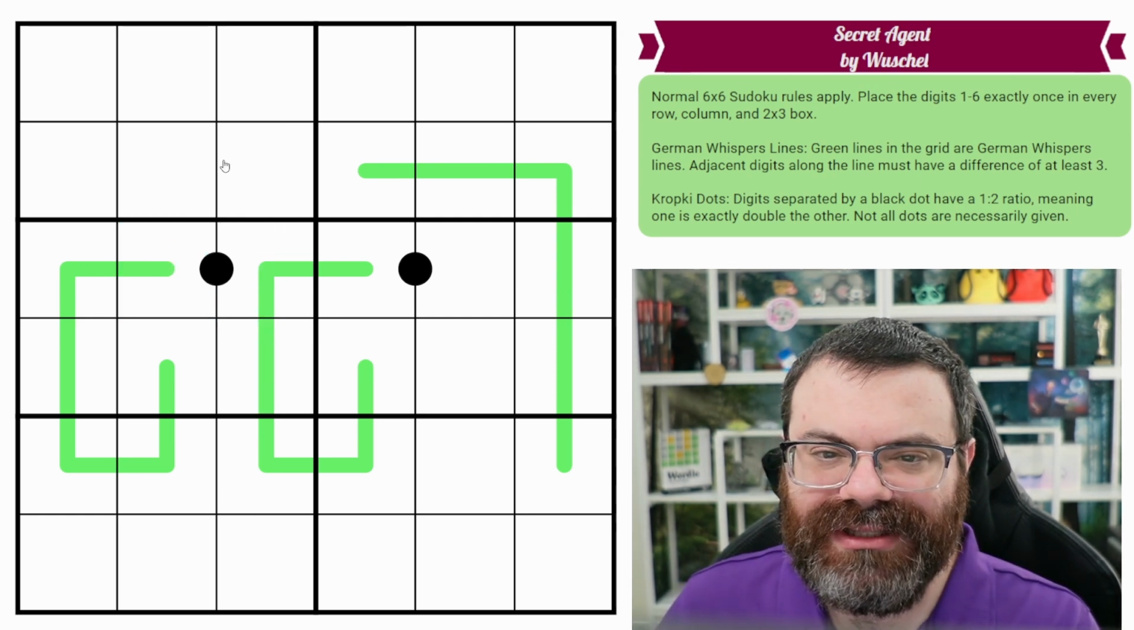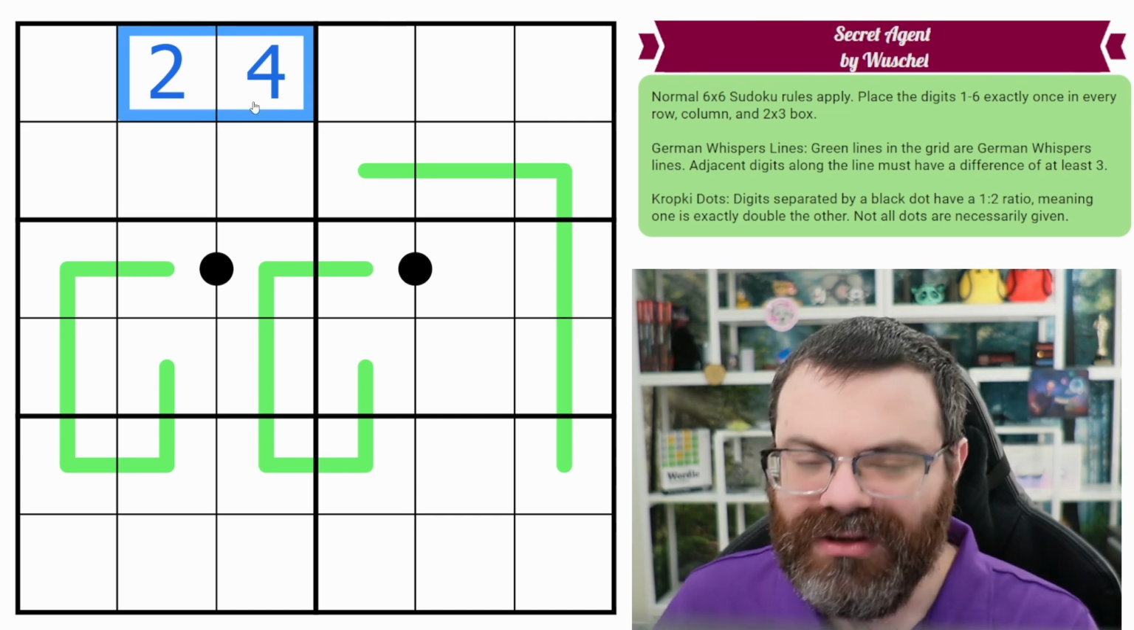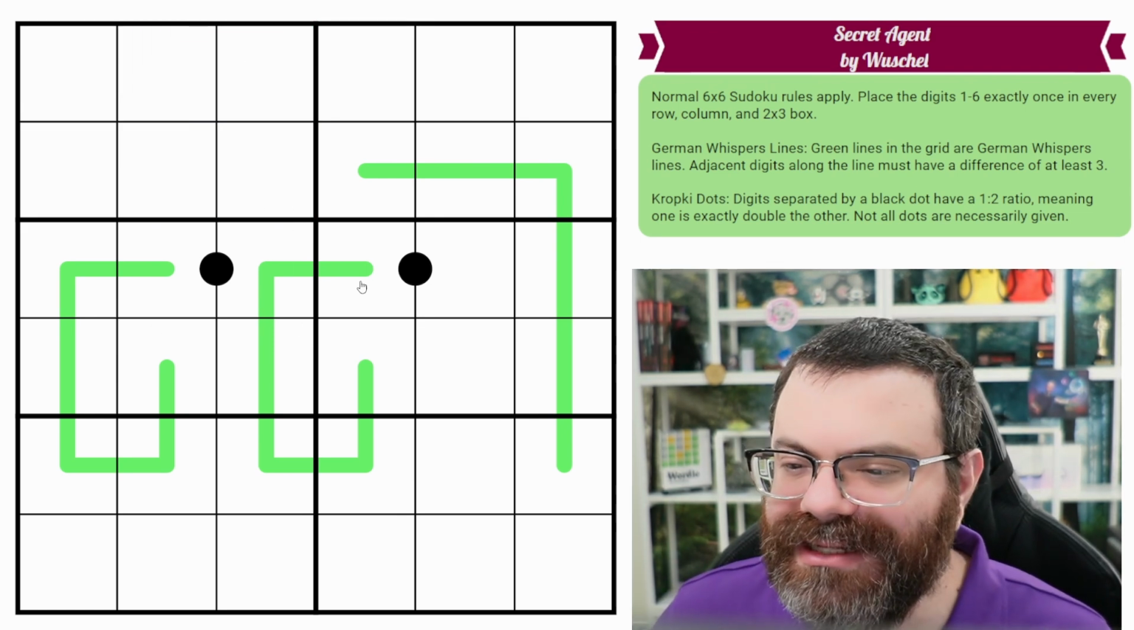Not all black dots are necessarily given. That just means if I have, say, a 2, 4 here, there could have been a black dot. There's not, and that's perfectly fine. We're allowed to put 2, 4 next to each other outside of black dots. And that's it. Those are the rules.